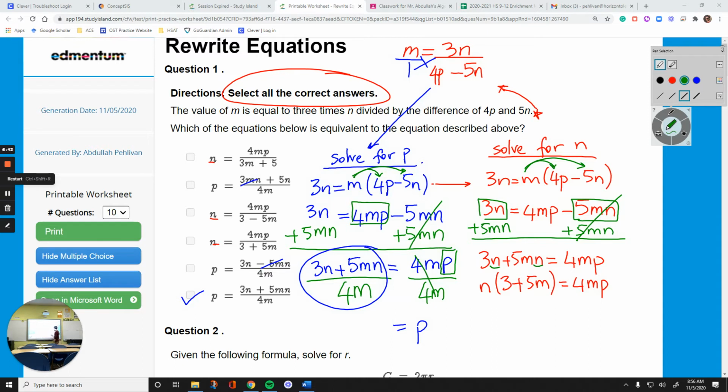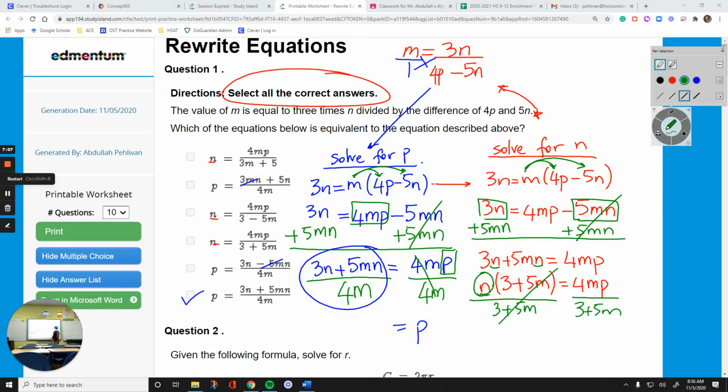Right here, now I have only one n. There's right here. So I need to get rid of everything else if I want to get this n by itself. If I want this by itself, I need to divide both of the sides, because this is multiplied by 3 plus 5n. Divide both sides by 3 plus 5n.